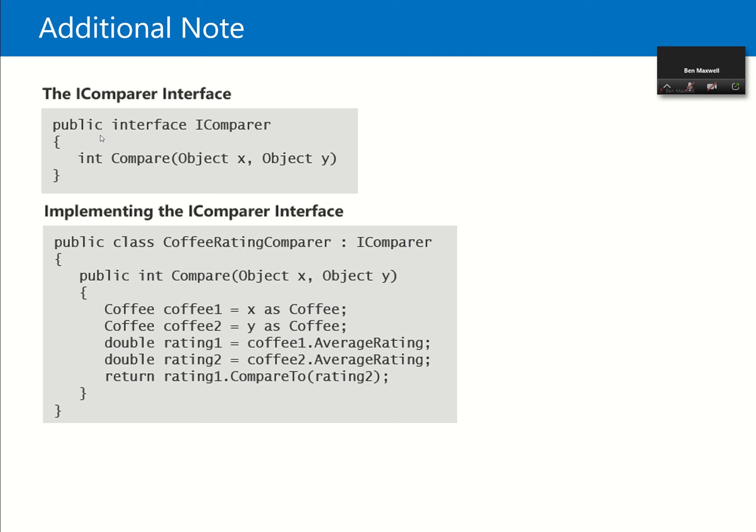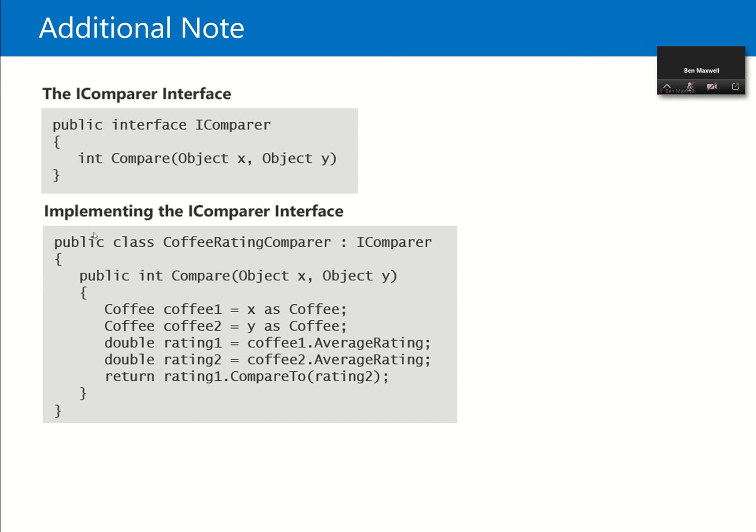As usual, I put an additional note. There's already a public interface called iComparer, with int compare object x and object y. You create a class, coffee rating comparer, that implements the iComparer interface. It means you need to have a compare function: public int compare, object x and object y.